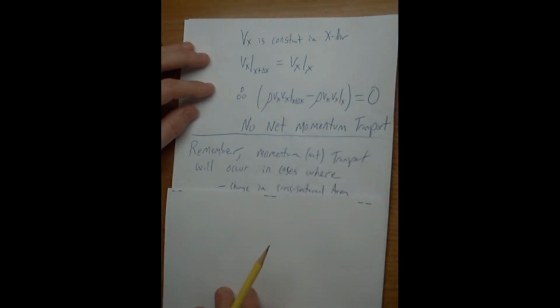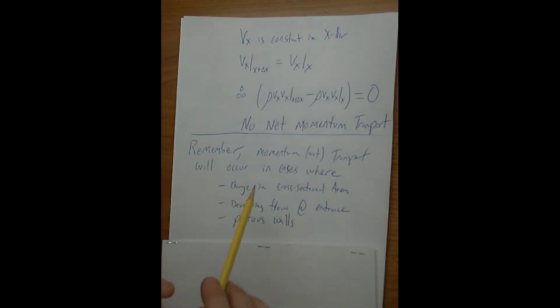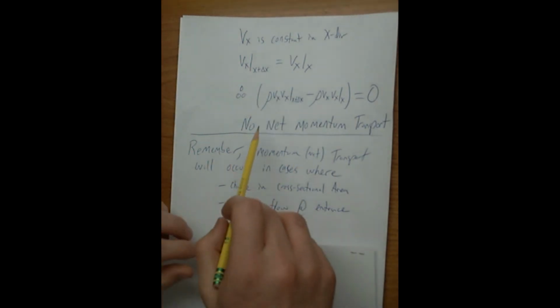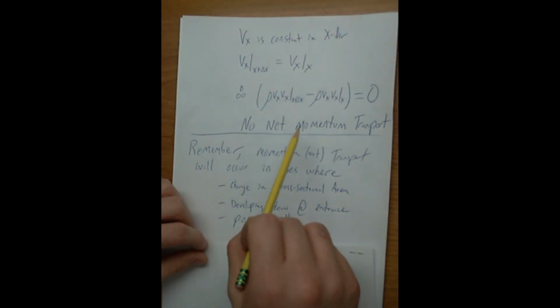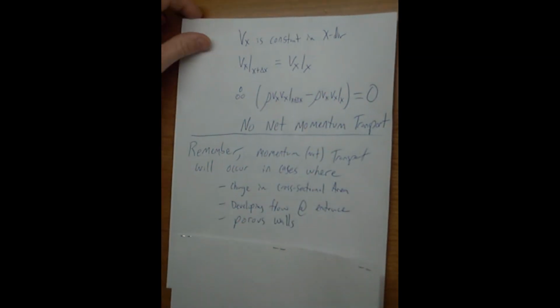Remember, at the beginning of the class I named a few things that said that there's only going to be a net momentum transport in a few certain cases that we may go over, like changes in cross-sectional area, if we're looking at developing flows at entrances, or if we have porous walls. Other than that, if your velocity is constant, you should automatically know there's not going to be any net momentum transport. So the right-hand side of the equation should be equal to 0.